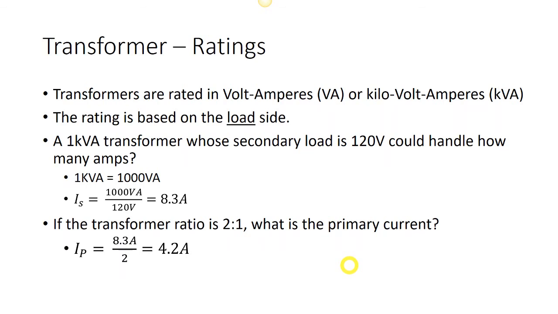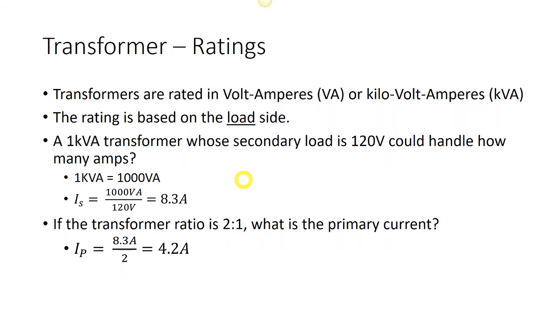A 1 kVA transformer whose secondary voltage has 120 volts could handle how many amps? Well, if we have 1,000 volt amperes or 1 kVA, all we have to do is take that 1,000 volt amperes and divide it by whatever voltage is at that rating. In this case, 120 volts. That's going to be 8.3 amps. Okay, and because all transformers are rated on the secondary side, I would be able to put 8.3 amps of load on that.